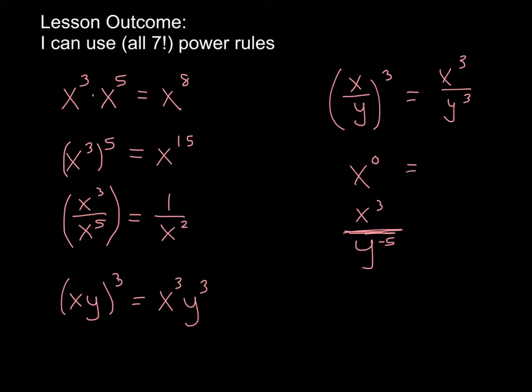Anything raised to the 0th power is 1. And our last one, anything with a negative exponent needs to be moved to the opposite side of the fraction and make that exponent positive. So x to the third stays because it's got a positive exponent. Y to the negative 5, we move it to the top, the numerator, and we make the power positive. And we can fill in the bottom with a 1. How'd you do?